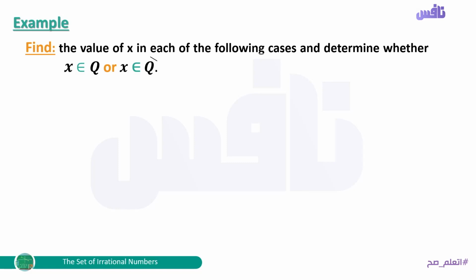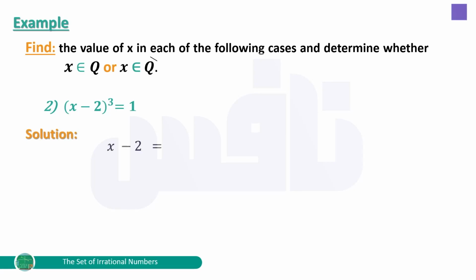Another equation. Number 2. X minus 2 all to the power of 3 equals 1. We have an expression raised to power 3. We must get rid of this power. The inverse operation of power 3 is cubic root. Okay? So we are going to take cubic root for 1. We have x minus 2 equals cubic root 1.